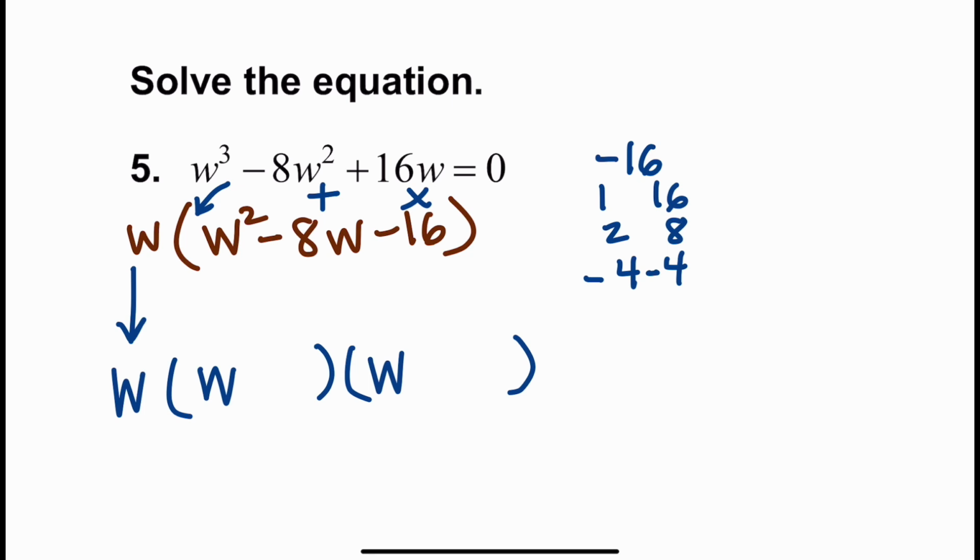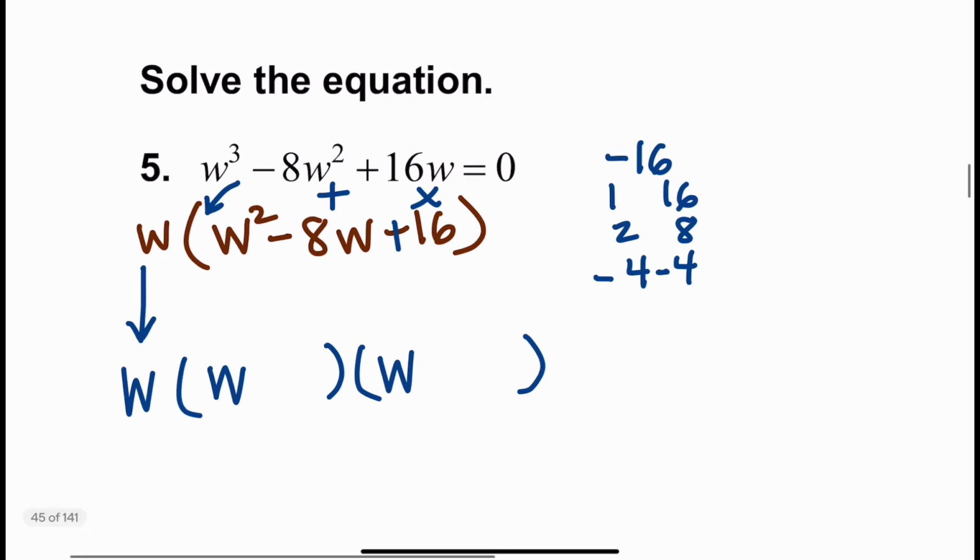Now, if I do a negative 8 and a negative 4, that gives me a negative 8. I'm sorry, this should be a plus 16. I messed up on that. So this should be a plus 16. And a negative times a negative is a positive, and a negative 4 and a negative 4 give me a negative 8. So W minus 4 and W minus 4.